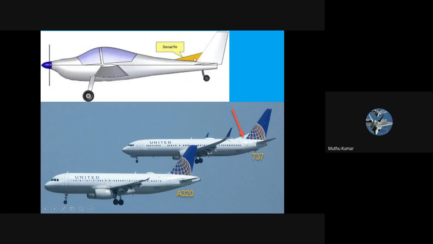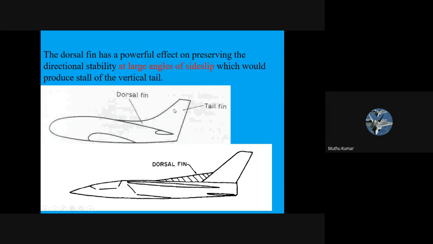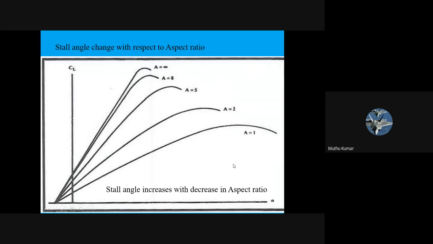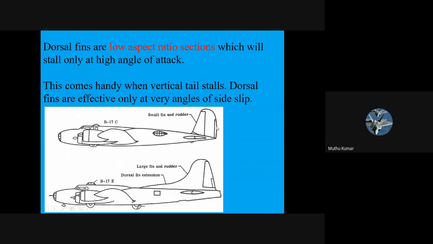Okay, so the vertical stabilizer is a larger aspect ratio section, and this is a very short aspect ratio section. Means to say, even if the vertical stabilizer stalls, this will not stall easily. Okay, so it does the work of stabilizing when the vertical stabilizer is not effective. I'm showing this diagram to show you when lower aspect ratio will give you a larger stall angle. So dorsal fin is nothing but a smaller aspect ratio section which operates at very high side slip angle.